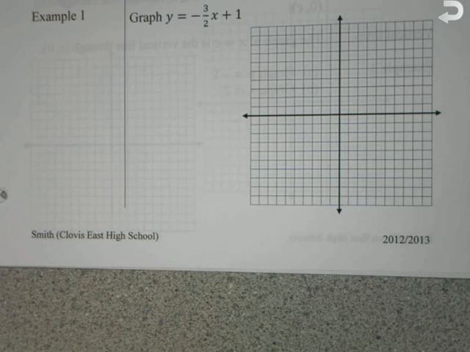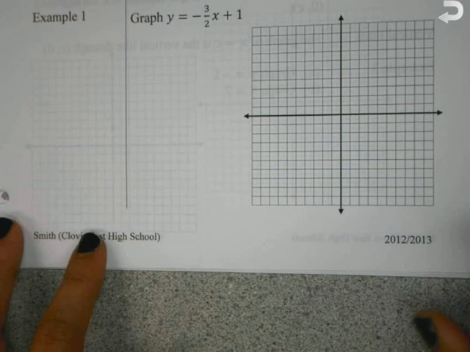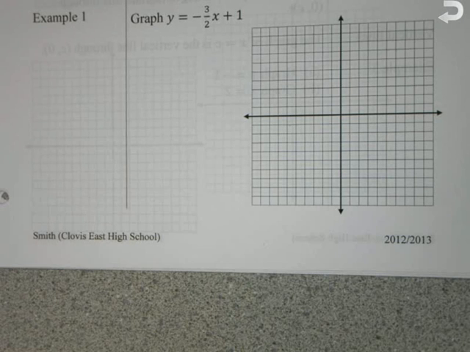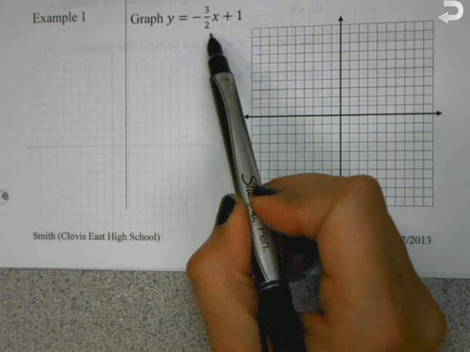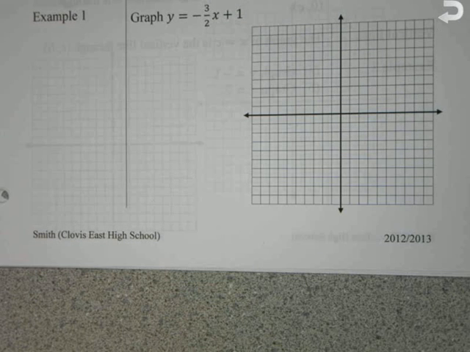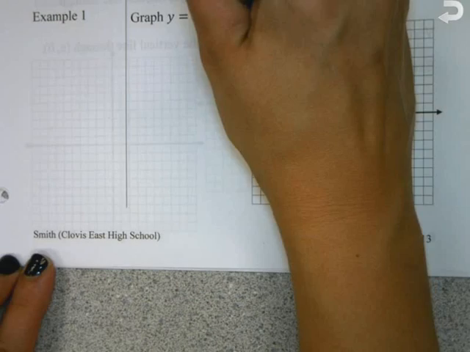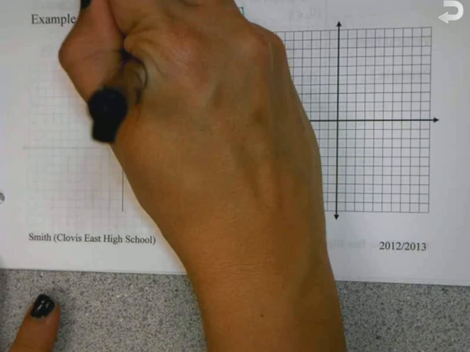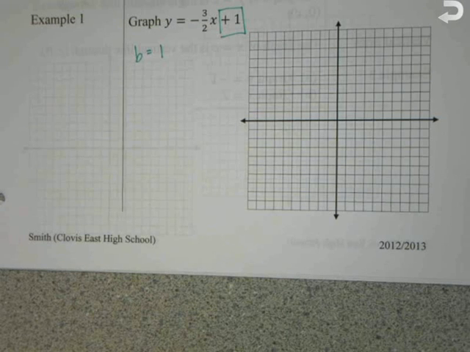Okay, so step 1, we need to get it into slope-intercept form. Is this in the form y equals mx plus b? Yes, it is. So step 2, we need to figure out what b is and graph it. I see two numbers here, -3/2 and +1. Which one is the y-intercept? +1. So I put a box around the y-intercept, and then I write it right here, b equals 1. So how do I graph that? It's the y-intercept, so it's going to be on the y-axis. So from 0, I just go up 1 space.